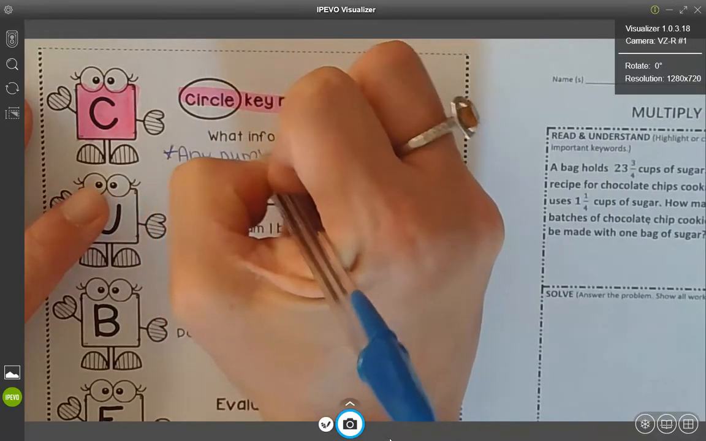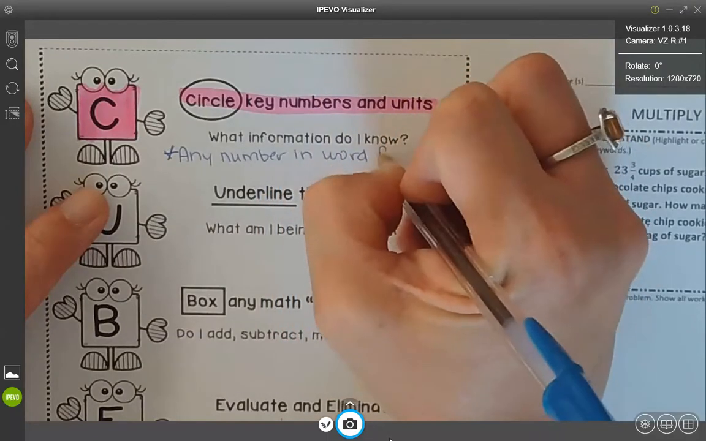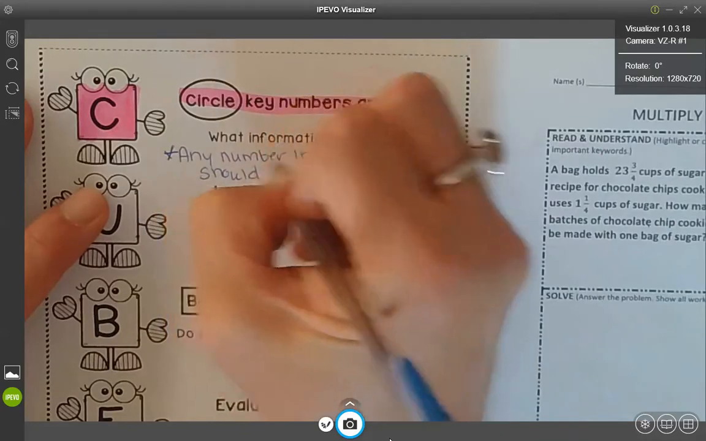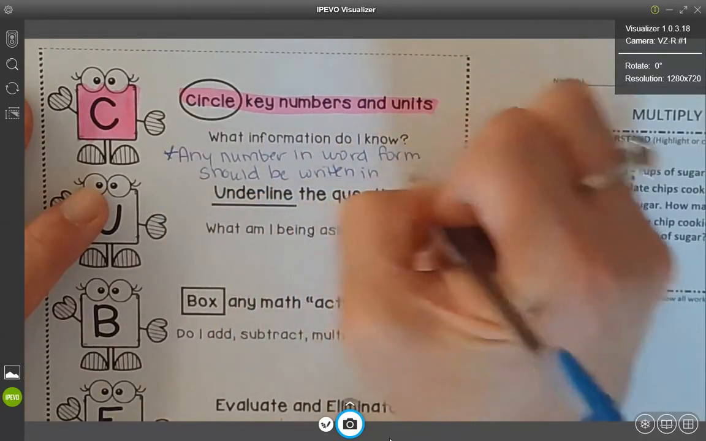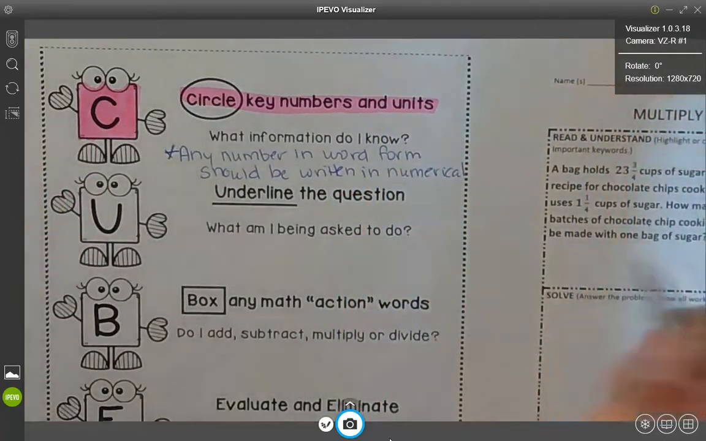Any number in word form should be written in numerical. So that means you're just going to change that to a number. That is going to help you understand and see the important numbers that we need in our word problems. Okay, so we're going to look at this.